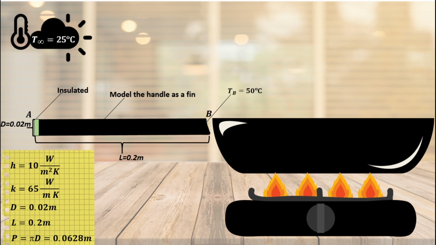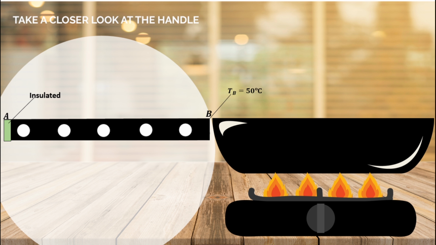Yay! Now let's take a closer look at the handle. You see that there are some dots on the handle? That means we're breaking this handle into multiple sections and giving them names. Node 1, 2, 3, 4, and 5. A fancier way of defining this process is called grid generation. The grid size is defined as delta x, which is equal to the length of the object divided by the number of nodes. This delta x basically tells us how fine or how coarse our analysis is.